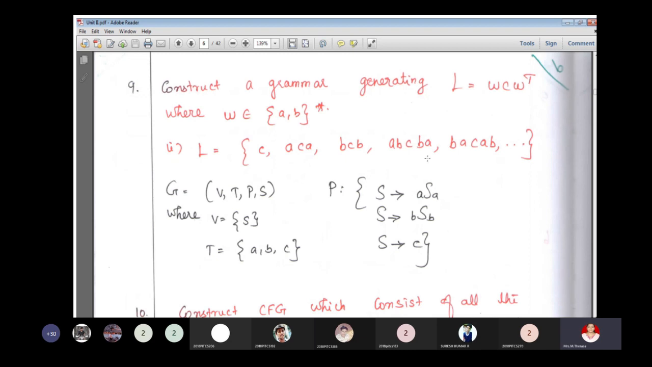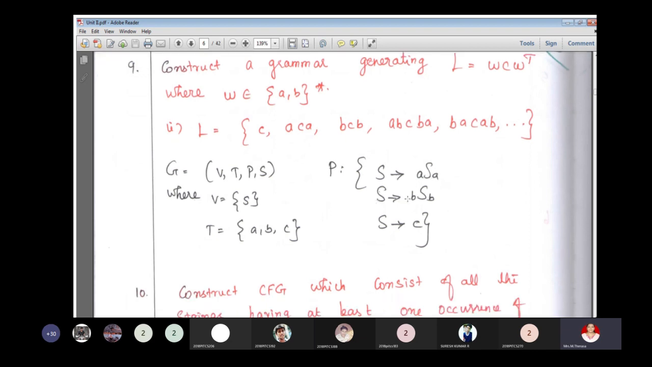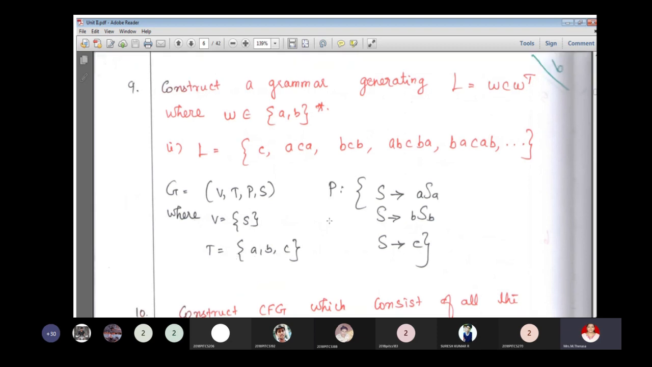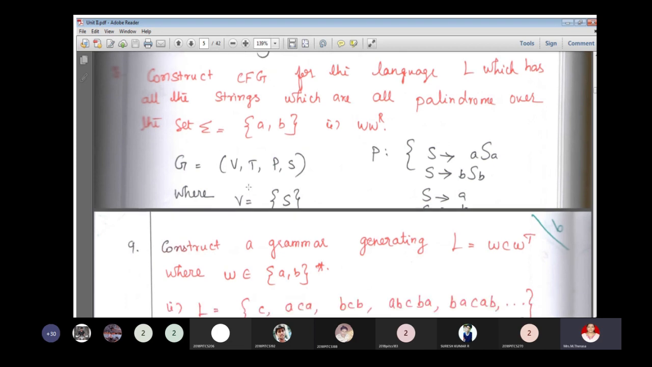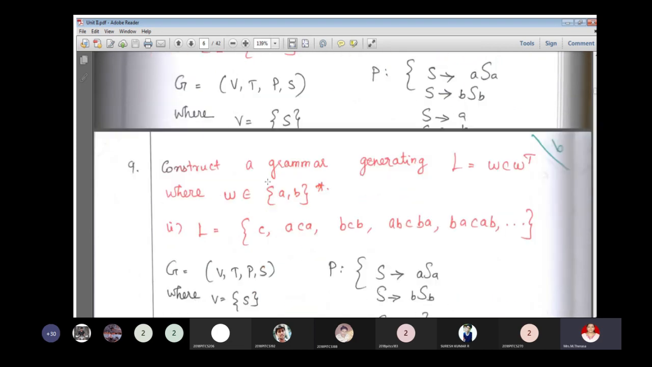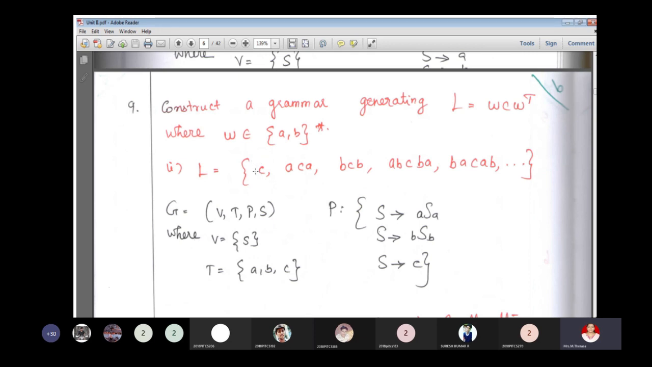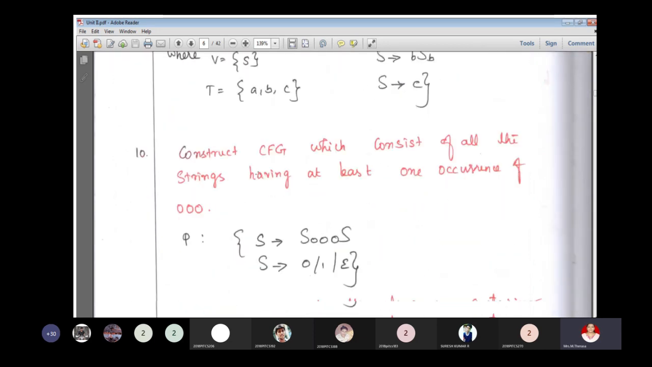So what you can do is: S tends to A S A, S tends to B S B, and this middle can also be represented with a small c. But we have added one more terminal C, so that T becomes A comma B comma C. Apart from that, it is similar to the previous grammar, the palindrome grammar, but here you should have a copy character C here.